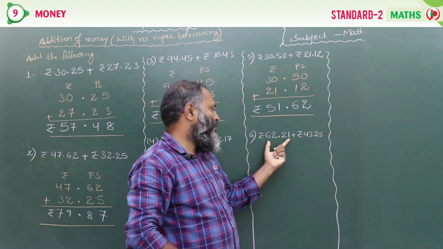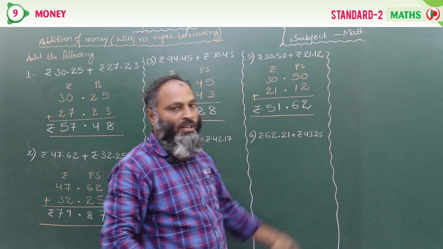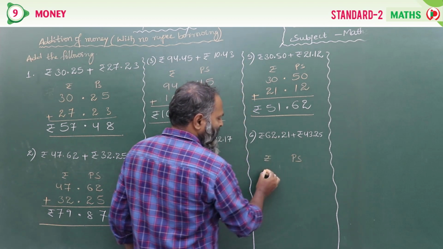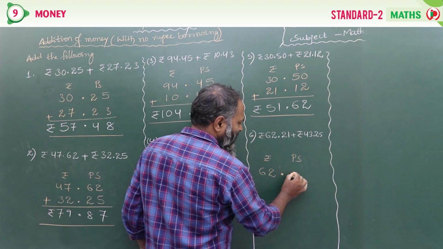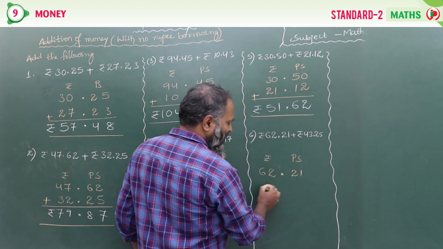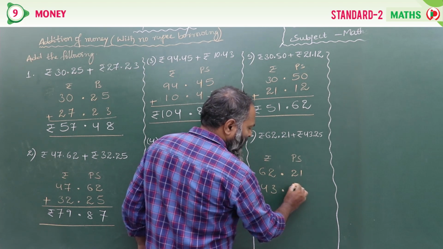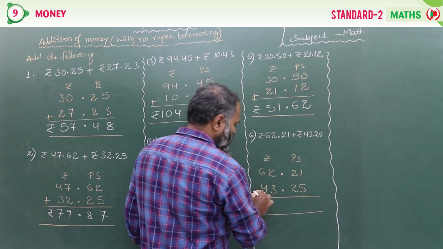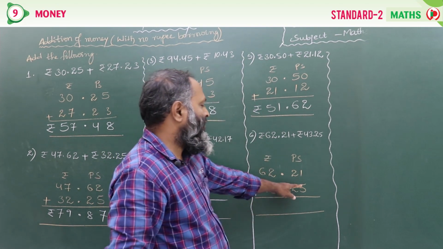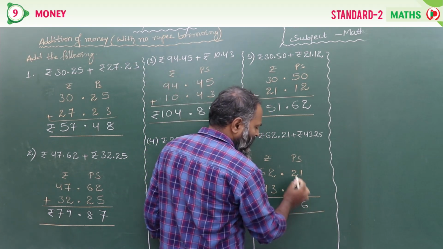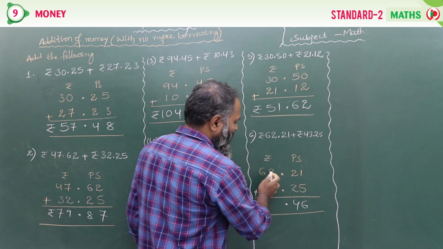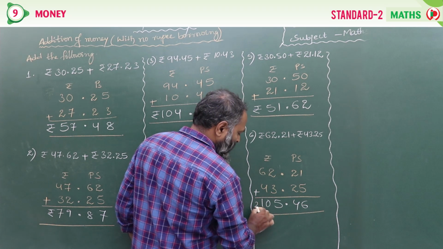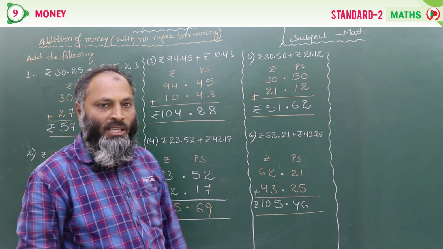Then after that, 62 rupees 21 paisa plus 43 rupees 25 paisa. First you take rupees and here paisa. 62 rupees, then after that decimal point, 21 paisa. Then after that, 43 rupees 25 paisa. Now add these two here also. 5 plus 1, 6. 2 plus 2, 4. Then after that decimal point, 3 plus 2, 5. 6 plus 2, that is 105 rupees 46 paisa.